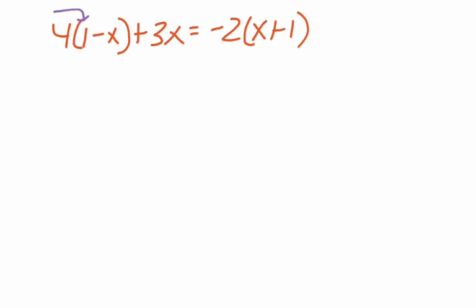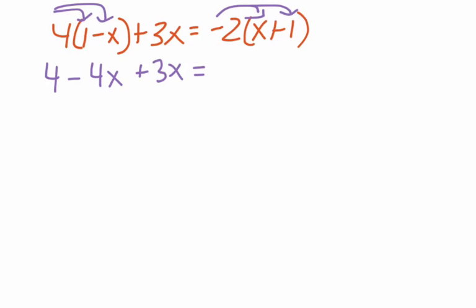Over here on the left, I have a 4 there that I can distribute. 4 times 1 is 4, and 4 times x is 4x. I'm going to bring down the plus 3x. I'm not doing anything with that. Over here on the right, I can distribute the negative 2 through the parentheses. Negative 2 times x is negative 2x, and negative 2 times 1 is negative 2. And you can write either minus 2 or plus negative 2.